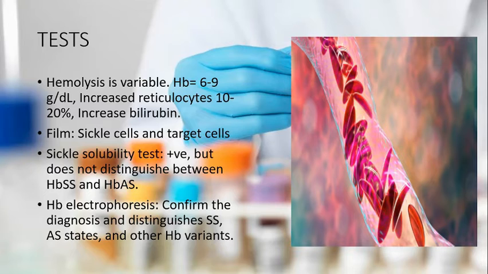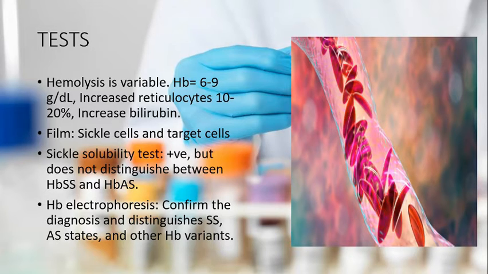But to help distinguish that, you need hemoglobin electrophoresis, and this helps actually confirm the diagnosis and help distinguish the homozygote and heterozygote states, and even other HBE variants, as we said. That's when you are heterozygote for sickle cell, but also have other HB variants like HBC, or beta thalassemia as well. Then you might be experiencing symptoms of that as well if you have both.